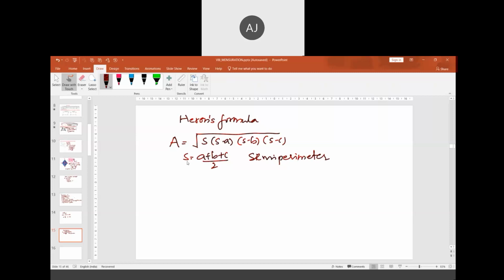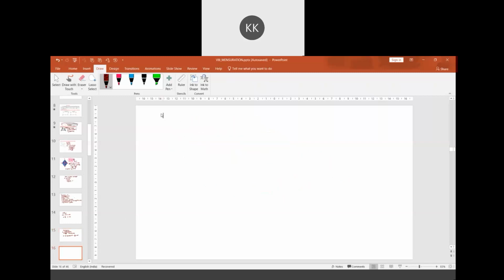Apart from this, we have also learned area of equilateral triangle. It is root 3 by 4 times of side a square. In today's class, I am going to give one more formula. We are going to derive one more formula, that is for isosceles triangle. This will be little difficult.